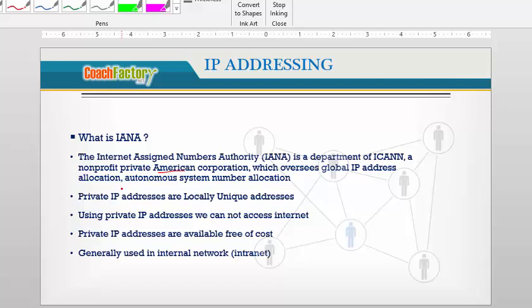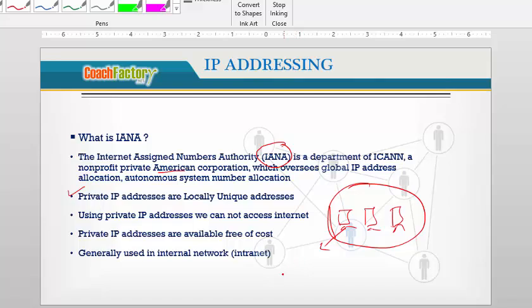So all the regional ISPs are going to get these public IP addresses from where? From the organization called IANA. So the private IP addresses are known as locally unique addresses. Locally unique means what? Let's say this is my organization, and I have a few computers in my organization. I need to assign private IP addresses to these computers. Let's say I assign this IP address 10.1.1.1. To this computer I cannot assign the same IP address. I need to give what? A unique private IP address.